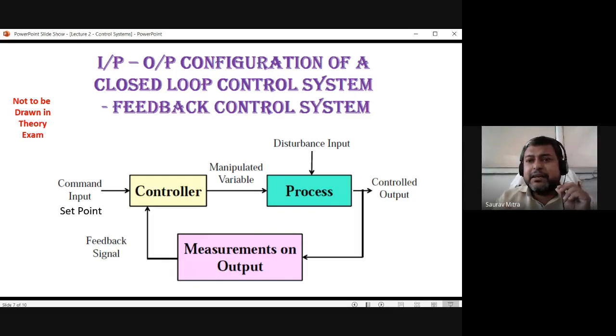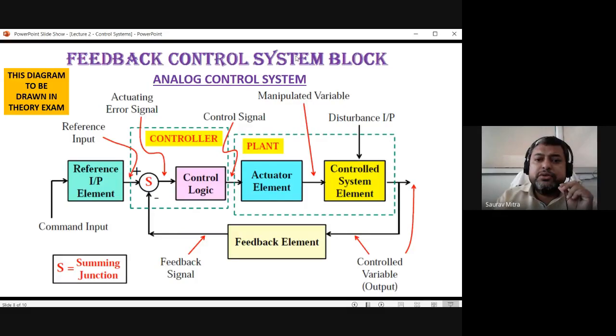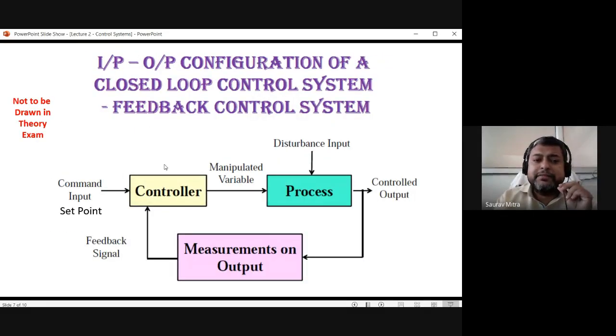This is a basic closed loop control block diagram. If in the exam they ask, you don't draw the previous one because it does not have the actuating error signal, it does not have the error amplifier.